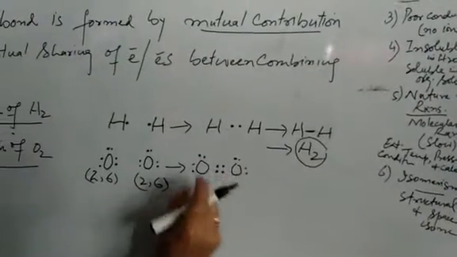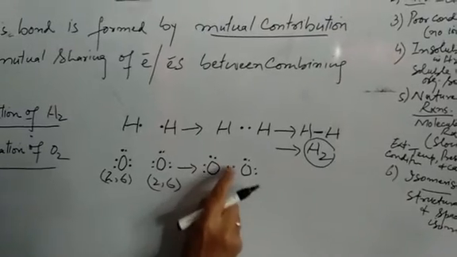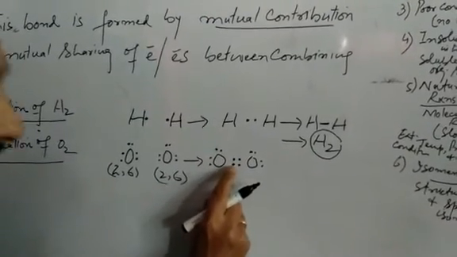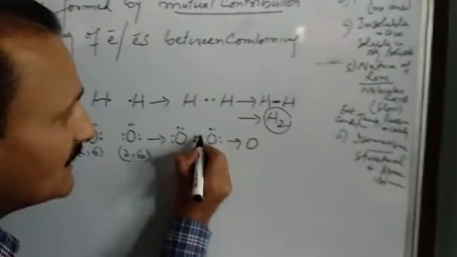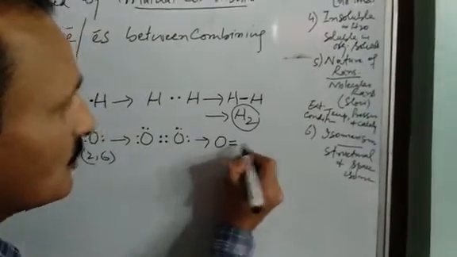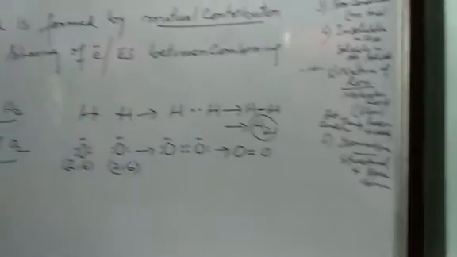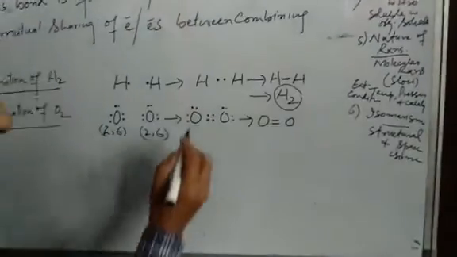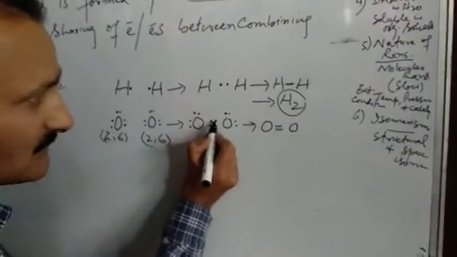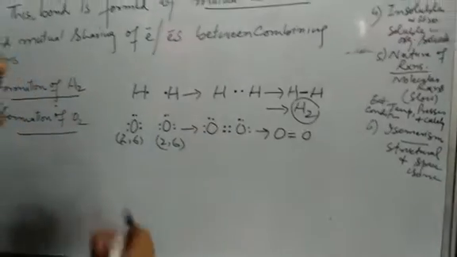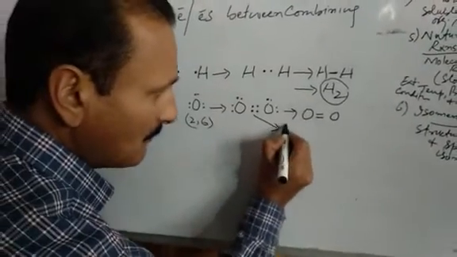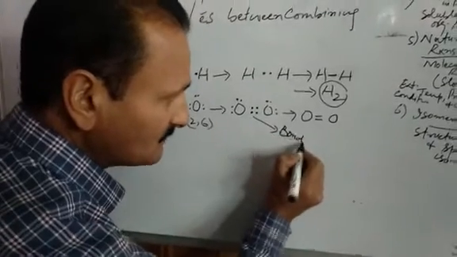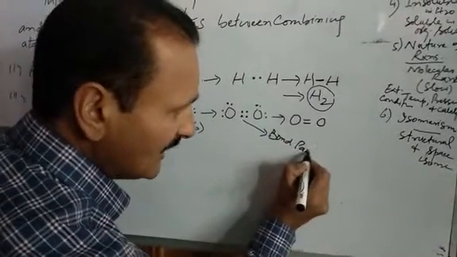Now see, this has become stable. These 4 are mutually shared. They are with this oxygen atom as well as with this one. So as a result, this forms a double covalent bond. Now one thing is to be kept in mind here. These electrons which form bonds are called bond pairs or shared pairs. These electrons are known as bond pairs.